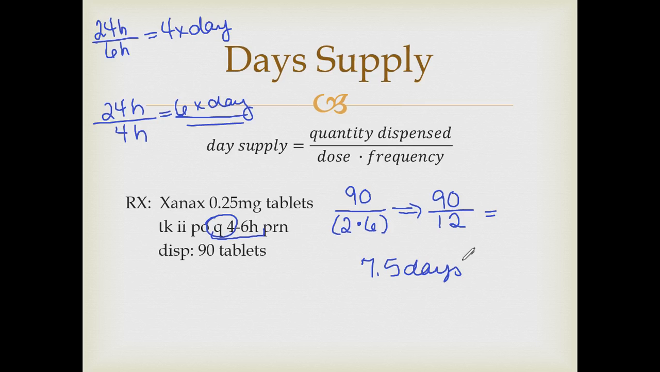Now here's the thing in pharmacy. When we go ahead and enter a day supply into the computer system, we can't use decimals. So what we do is we always round down for a day supply for insurance purposes, because if I rounded it up to 8, they do not have enough medication to last 8 full days. So we only have enough medication to last the patient 7 full days.